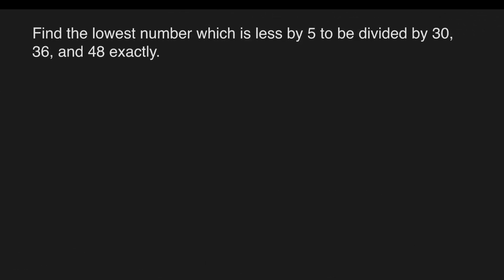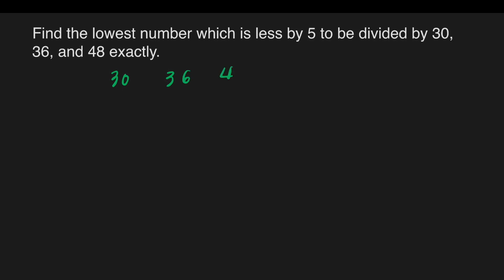Another example. Find the lowest number, which is less by 5, to be divided by 30, 36, and 48 exactly. We will get the LCM of 30, 36, and 48. But first, we will write our given, which is 30, 36, and 48. We have to take note that whatever the answer is, we have to minus 5. It says there that it is less by 5, so we'll take note of that. Now we can solve using the continuous division method.